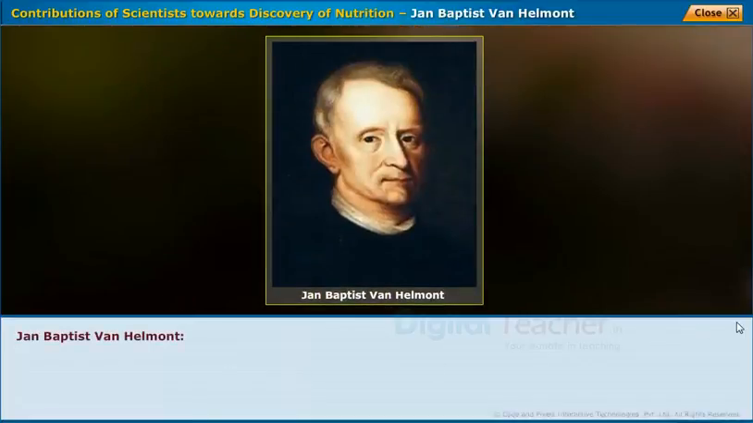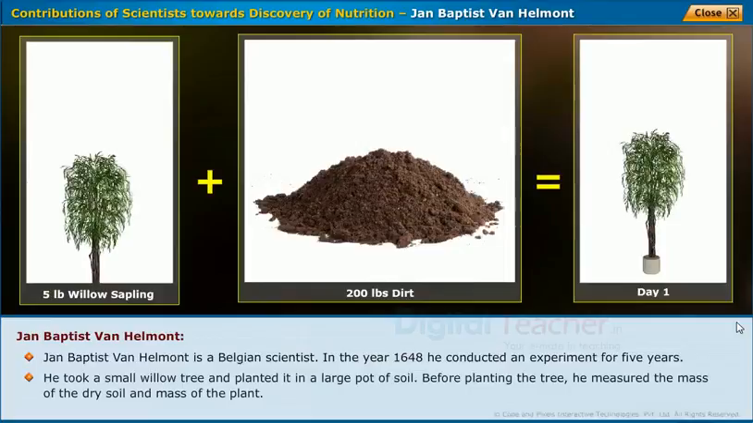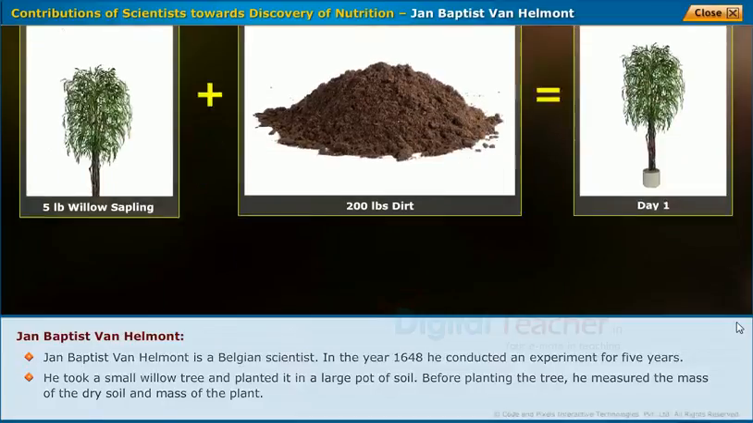Jan Baptist von Helmont is a Belgian scientist. In the year 1648, he conducted an experiment for 5 years. He took a small willow tree and planted it in a large pot of soil. Before planting the tree, he measured the mass of the dry soil and mass of the plant.